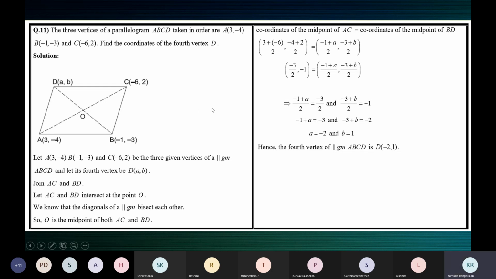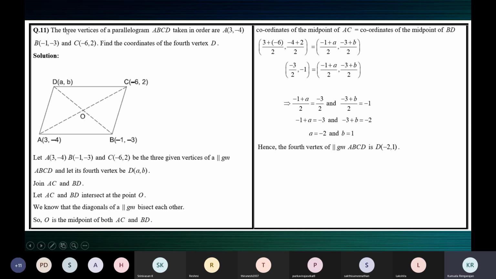And a square is a parallelogram in which all the sides are equal and one angle is a right angle. When one angle is a right angle, all the other angles will be right angles. So remember that a rhombus is a parallelogram. A square is a parallelogram, a rectangle is a parallelogram. So in all these figures, the diagonals bisect each other. In a parallelogram, rhombus, rectangle, square, everywhere the diagonals bisect each other.